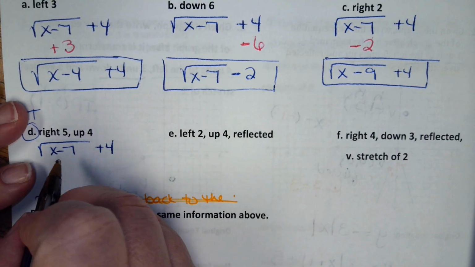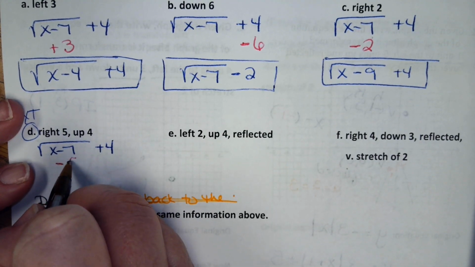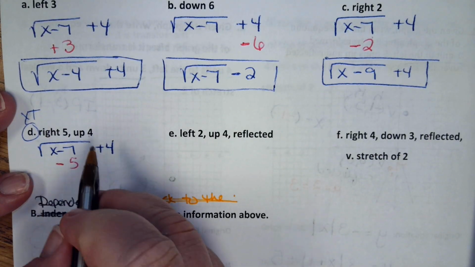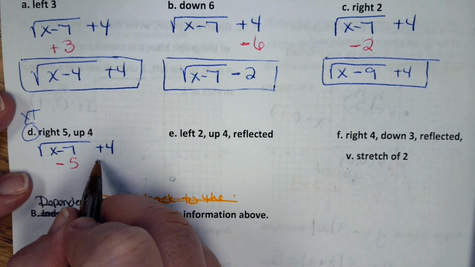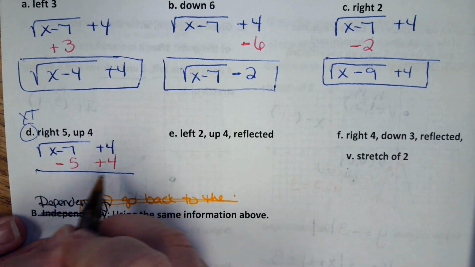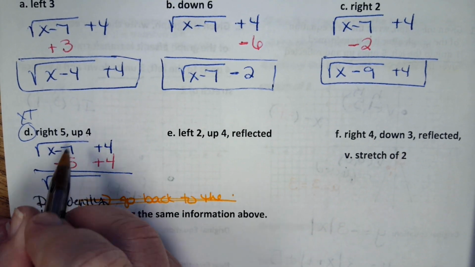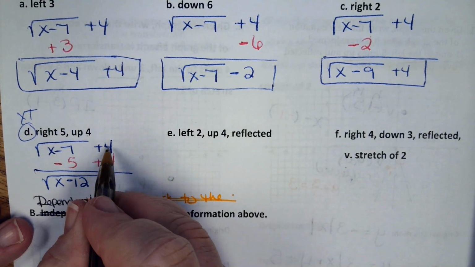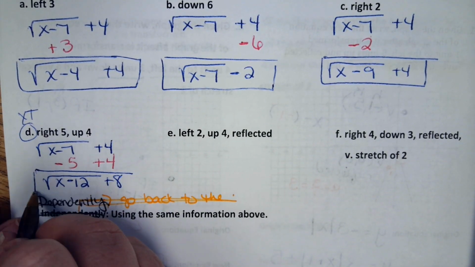All right, right 5. Should I subtract 5 or should I add 5? I should subtract 5. Up 4, should I add 4 or subtract 4? Add 4. So here we're going to end up with the square root. Negative 7 minus 5 is going to be negative 12, and 4 plus 4 is 8.